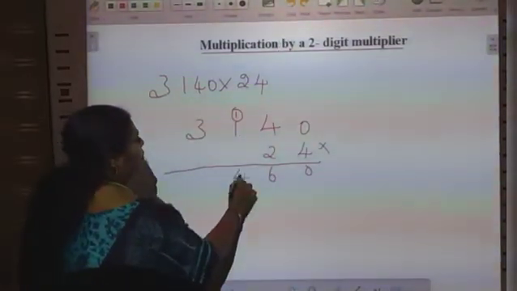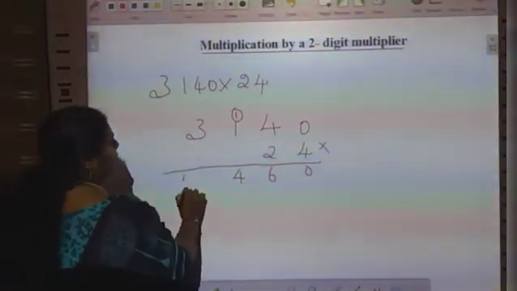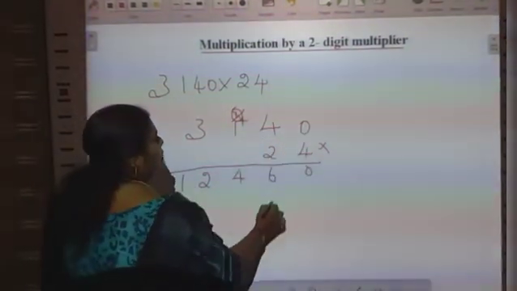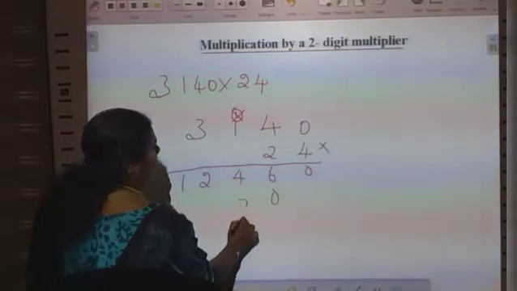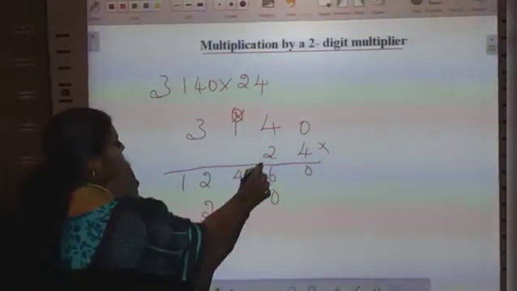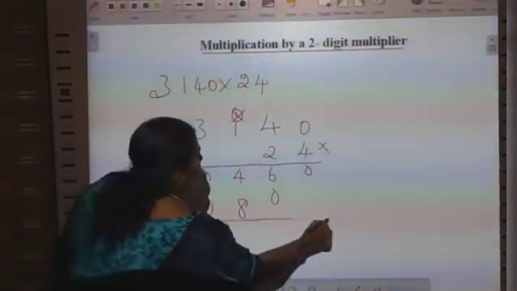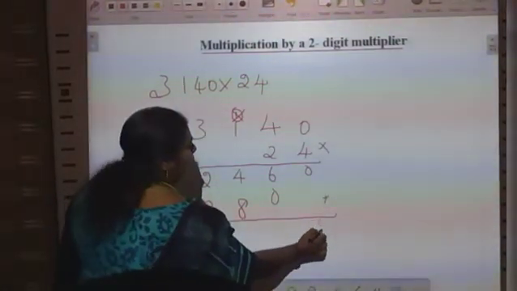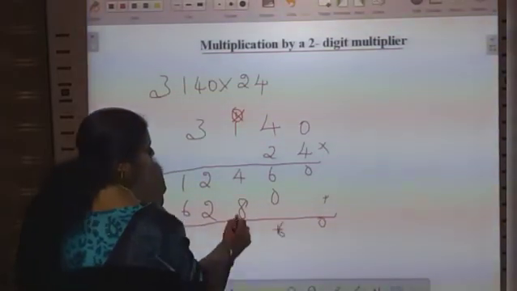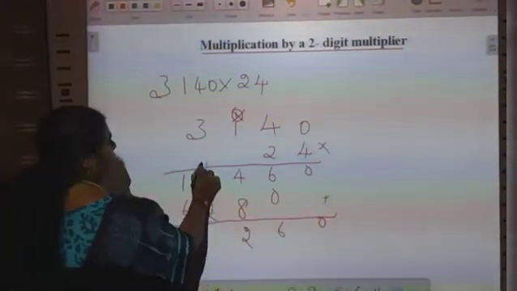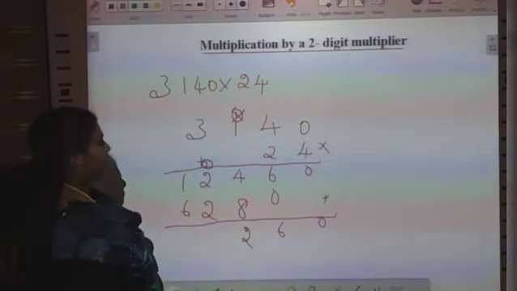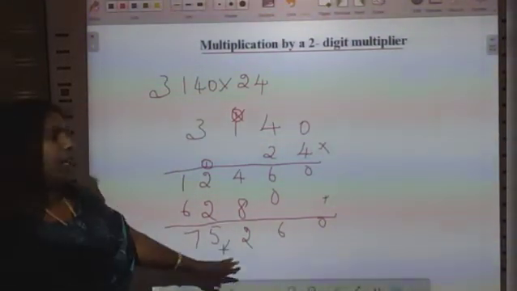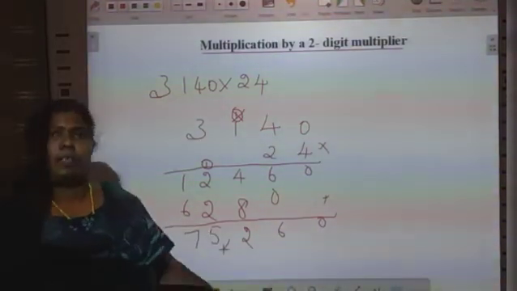1 4 is 4. Then 4 times 3 is 12. Next, 2 times 0 is 0. 2 4s are 8. Then 2 1s are 2. Then 2 3s are 6. Next step, we have to add these products. 0, 6 plus 0 is 6. 8 plus 4 is 12, 1 is carry over. 2 plus 2 is 4, 4 plus 1 is 5. Then 6 plus 1 is 7. That is 75,260.